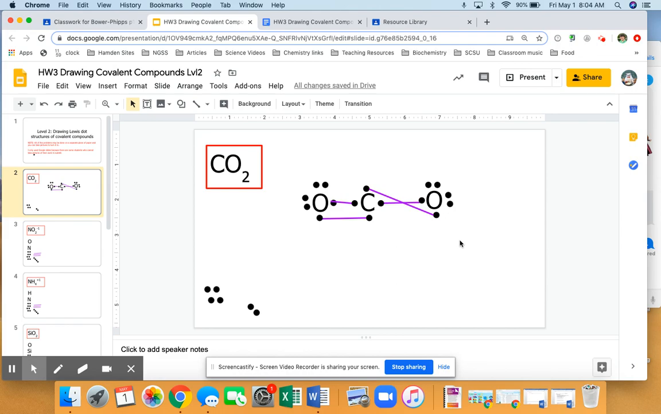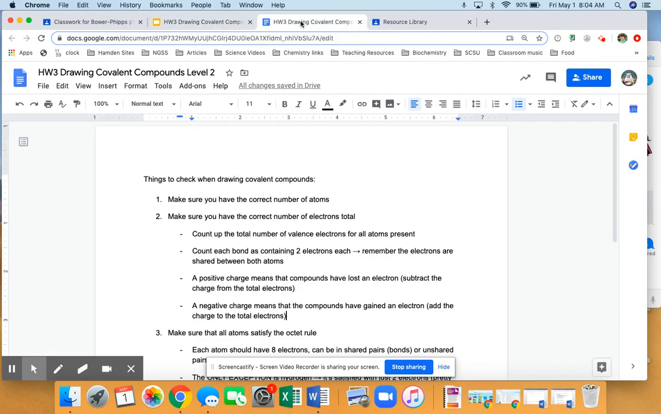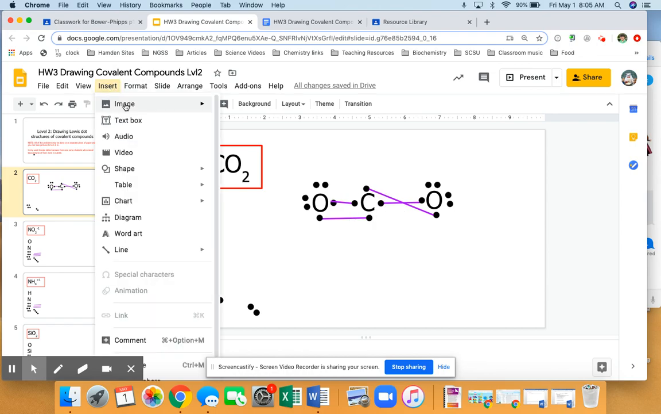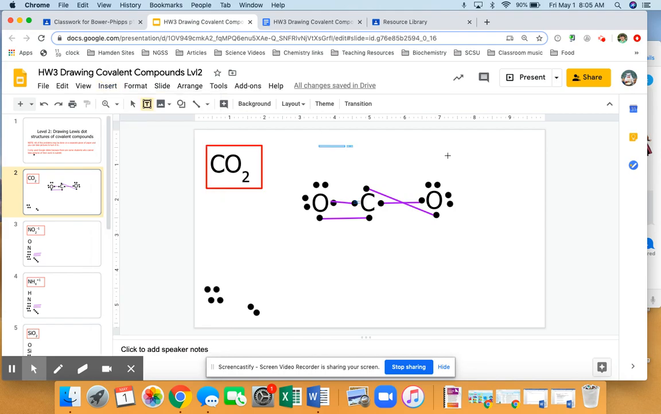So let's go back to our checklist and see how we're doing. On our checklist, we have the correct number of atoms, we have the correct number of electrons total. So once we've drawn our compound, we want to make sure that all of our total electrons are still there. We started out with 4 from carbon. So I'm going to just count electrons up here.